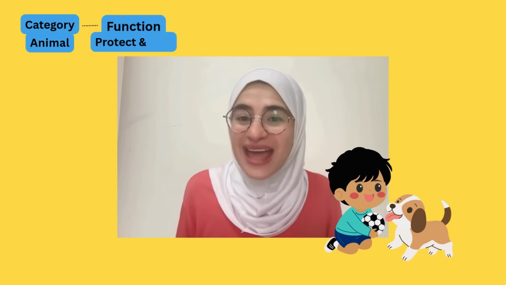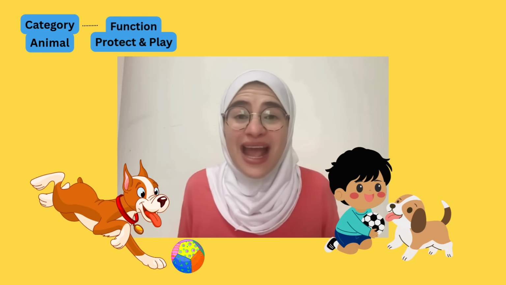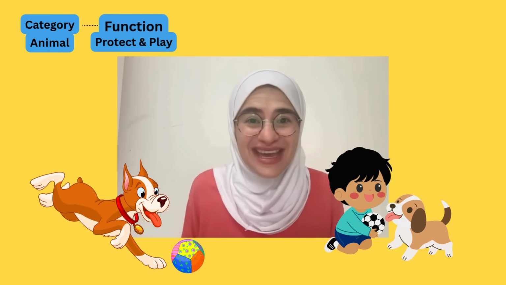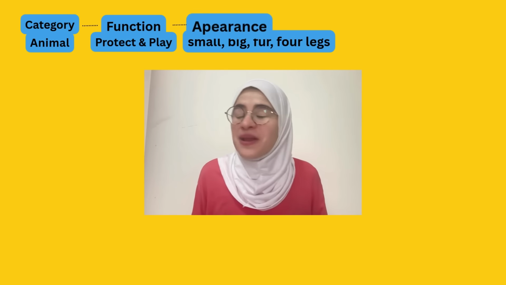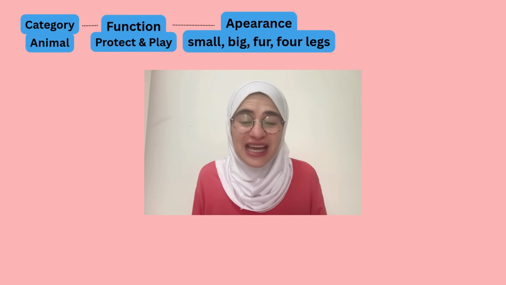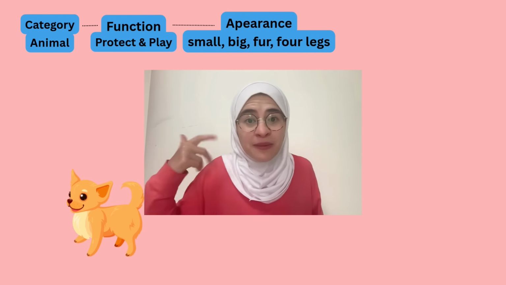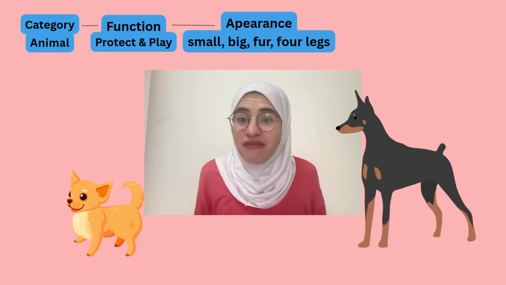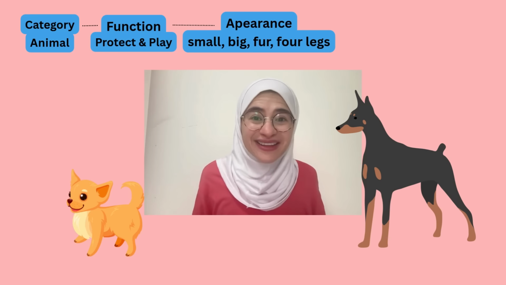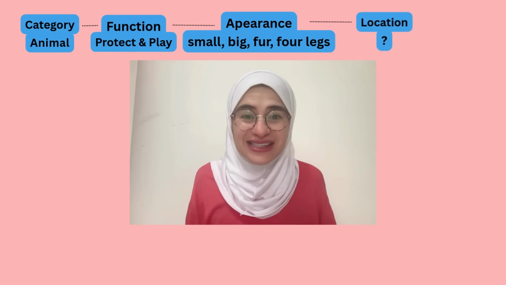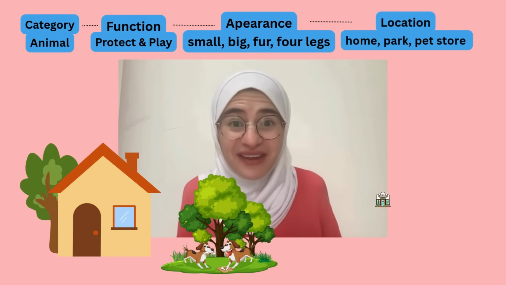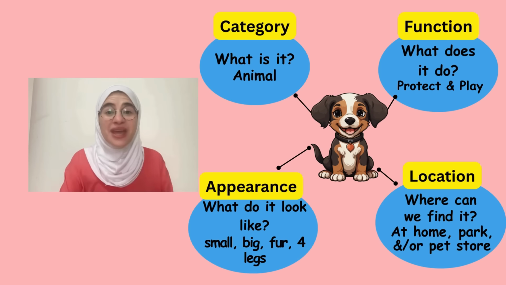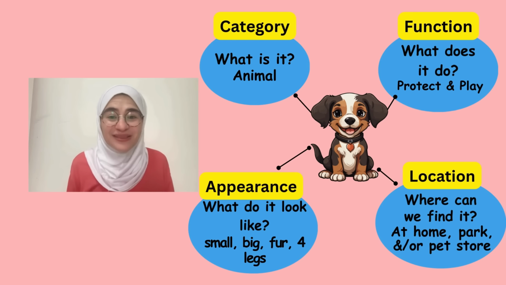Dogs are great pets. They play and they protect and love their families. What does it look like? Dogs come in all different shapes and sizes. Some can be small, some can be big. They have fur, 4 legs, and a wagging tail. Where can we find dogs? You can find dogs at a home, at a park, or even at a pet store. Great job! We've learned all about dogs today.